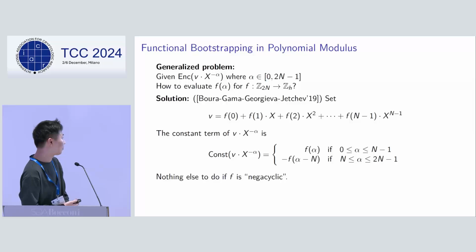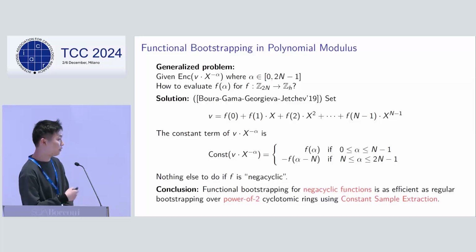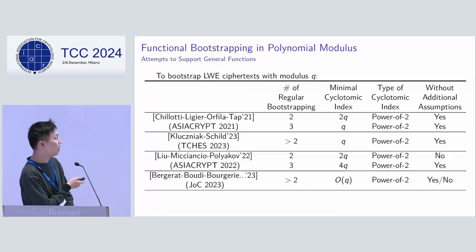We find that there's nothing else to do if f is negacyclic. The conclusion we can draw is that functional bootstrapping for negacyclic functions is as efficient as regular bootstrapping over power-of-2 cyclotomics using the constant sample extraction. However, this is not true for general functions. There are many attempts to solve this problem, but all these solutions require at least 2 calls to the regular bootstrapping, some of them require ring extension, they all work over power-of-2 cyclotomics, and some have additional assumptions on the input ciphertext.